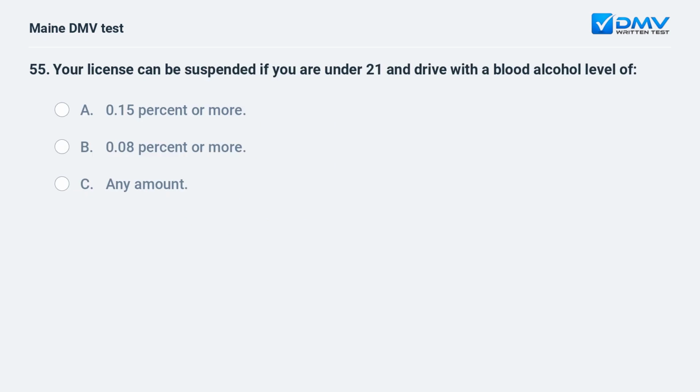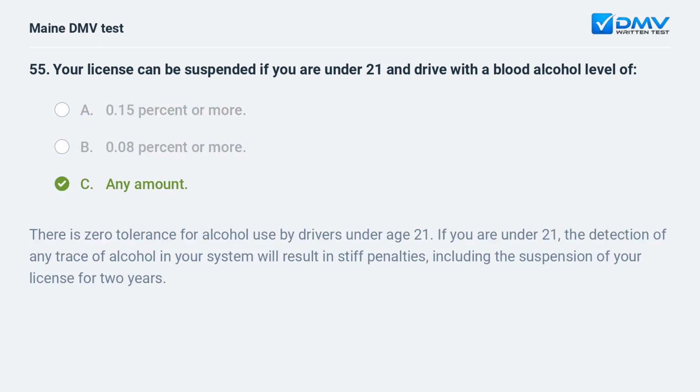Your license can be suspended if you are under 21 and drive with a blood alcohol level of A. 0.15% or more. B. 0.08% or more. C. any amount. C. any amount. There is zero tolerance for alcohol use by drivers under age 21. If you are under 21, the detection of any trace of alcohol in your system will result in stiff penalties, including the suspension of your license for 2 years.